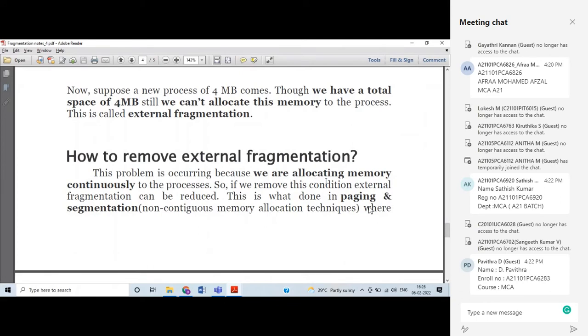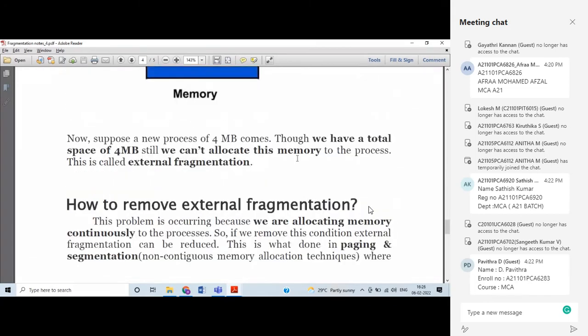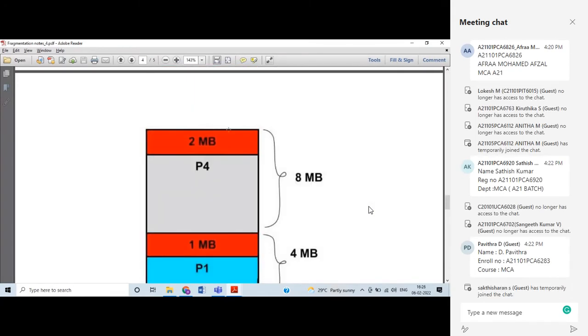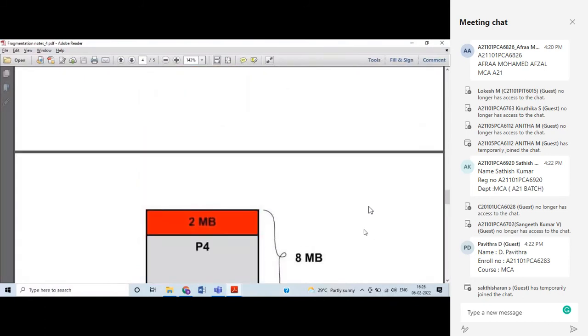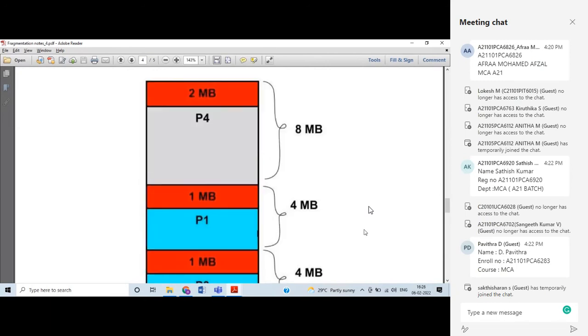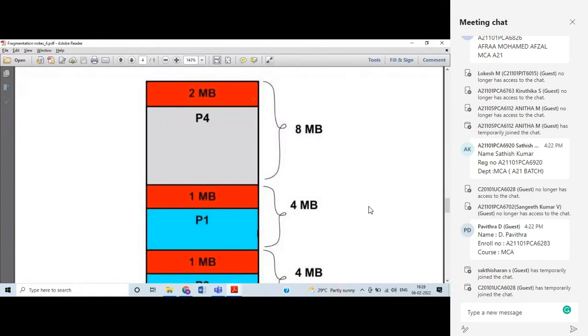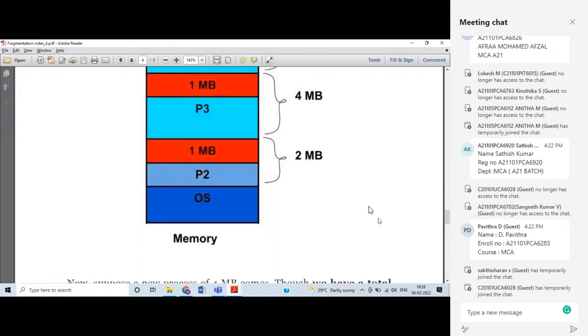So how to remove the external fragmentation? Now suppose a new process of 4 MB comes. Though we have a total space of 4 MB, still we can't allocate this memory to the process. This is called external fragmentation. Now here we have 2 MB, so 1, 3, 4 and 5. If a new process comes now, we can't allocate, because these spaces are not contiguous. So this problem is called external fragmentation.